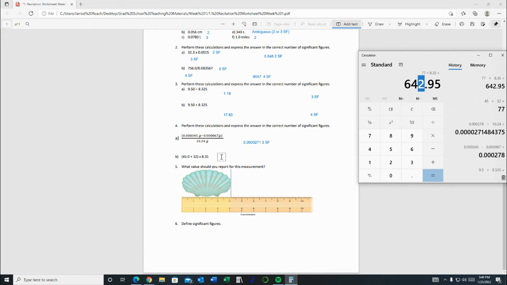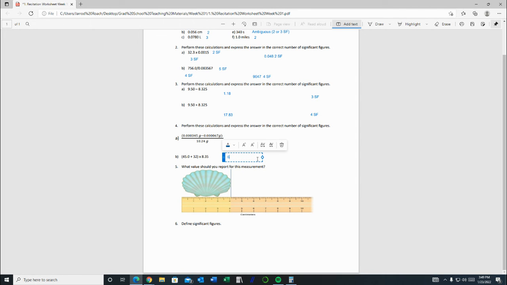But if we write down 640, this is ambiguous as to whether it is 2 significant figures or 3 significant figures. So we have to write this in scientific notation. So we can write that as 6.4 times 10 to the second power.